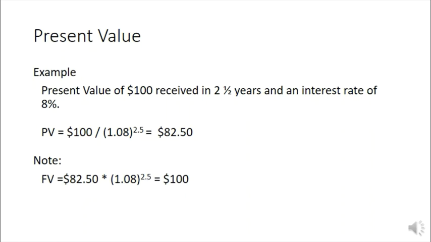And again, to get that answer, we just plug it into the formula. We have 1 plus our interest rate, that's 1.08. We have our time horizon. We take this amount and we divide $100 by this amount, and we get $82.50 as that discounted amount. So $82.50 is going to be worth $100 in 2.5 years if the interest rate is 8%. And again, we can check our answer by plugging it back into the future value formula, and we get $100. So we know we did it correctly.